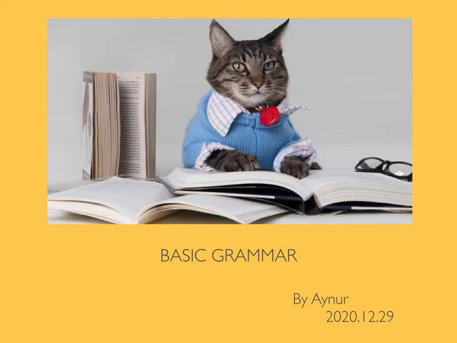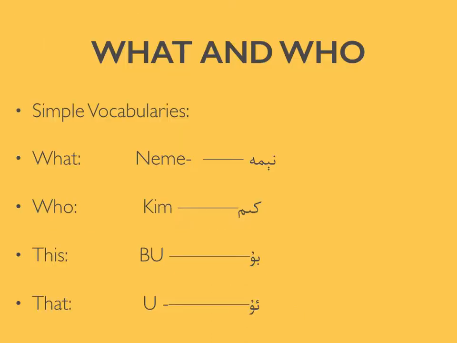Qani boshlaylik. So let's start. I'm going to talk about some very simple vocabularies that we're going to be using in this slide. What, nima. So in the middle is the Latin script. On the right is Uyghur Arabic script.